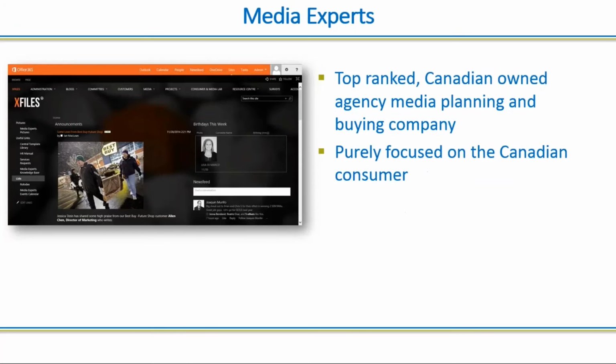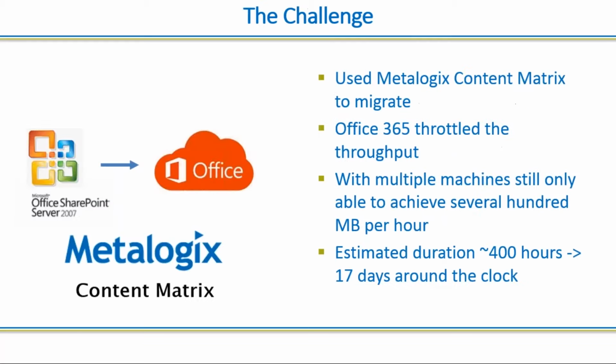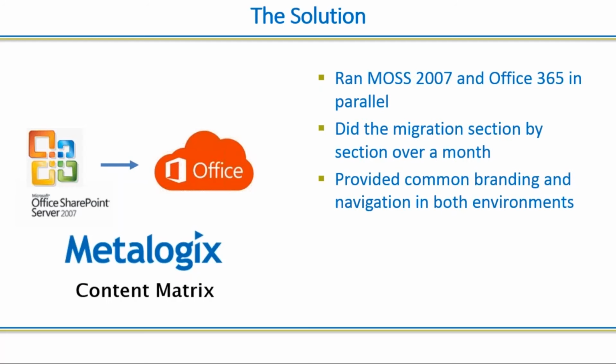So we can see back at the opening, this is their Office 365 look and feel. We're going to talk more about branding next week, but we kept it fairly simple. We applied a color theme on it, a logo. We used the out-of-the-box navigation that came with Office 365. So we kept it fairly simple from that point of view. So at the end of the day, the project was successful. We got them fully moved over to Office 365, and they've retired their MOSS 2007 environment. And we used Metalogix Content Matrix to do that migration.